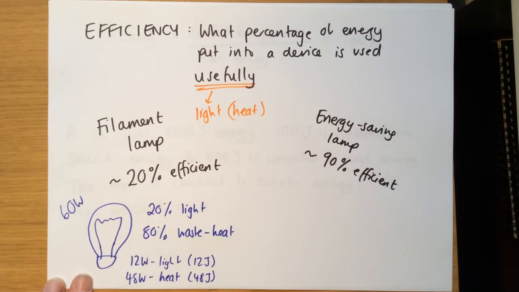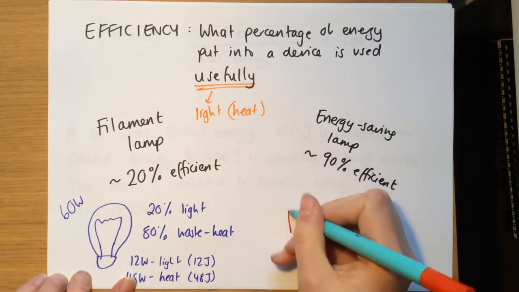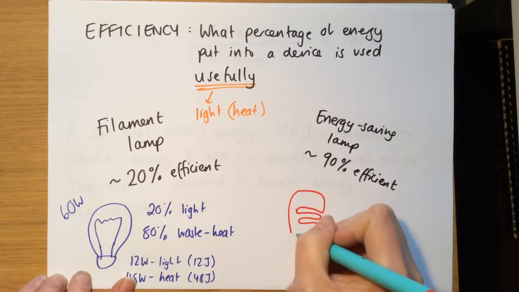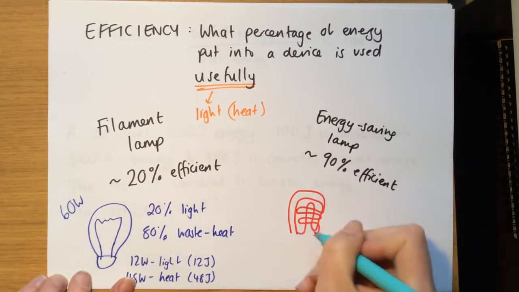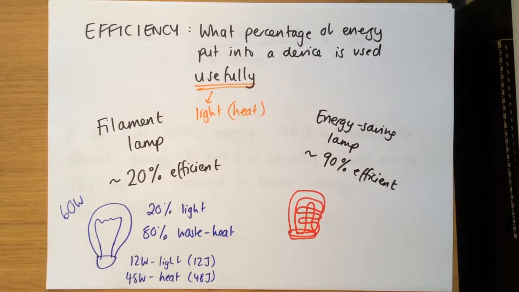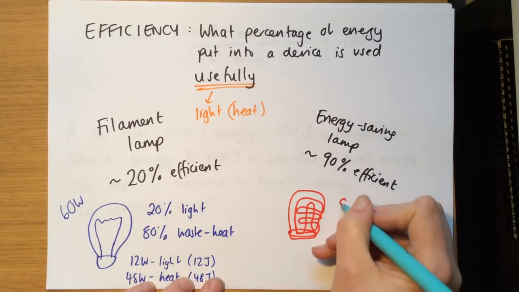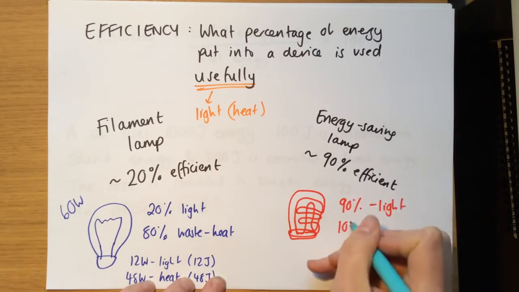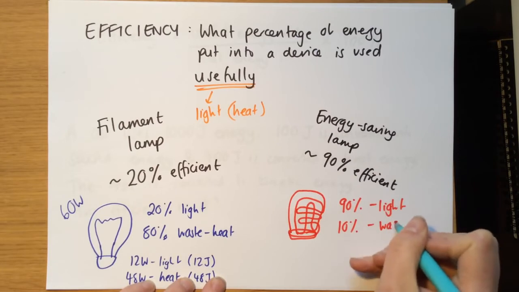Now, energy efficient light bulbs, those ones that are made of tubes that look really funny and weird. I'm not going to be able to draw it very well at all. It's a very bad representation. It's got tubes of gas in. That's meant to be my example there. Now they're 90% efficient. This is why they're energy saving lights, because they use less energy. They don't waste as much. Now 90% efficient means that 90% of their energy that goes in comes out as light, and only 10% comes out as wasted heat.